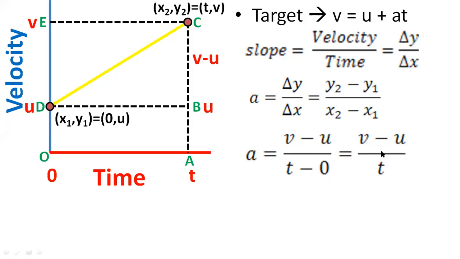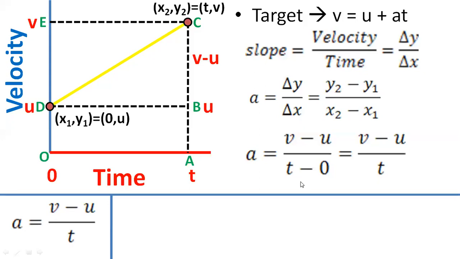Now I will rearrange them. I will transfer this t to the other side. It is in division here, and after going towards a, it will go into multiplication. So the new equation will become, I have transferred that t to a, so it has become at is equal to v minus u. Now focus on our formula.